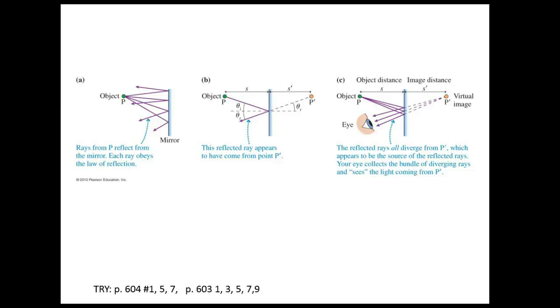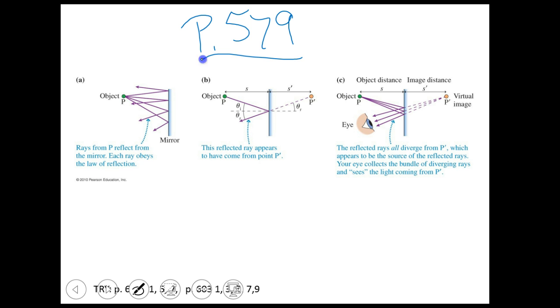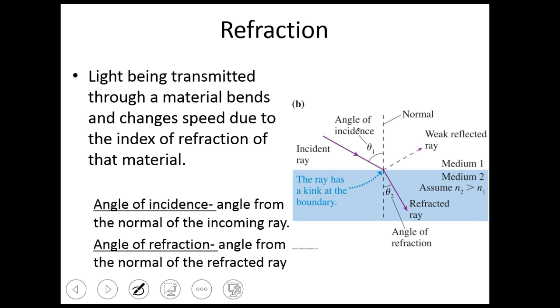If at any point you get confused about tracing rays and images in a plane mirror, please refer to the image on page 579. It will tell you that we've got all of these rays coming out, and because of the law of reflection the incident angle is equal to the reflected angle. And yes, our eyes collect bundles of rays that get focused back into our eye, and we'll talk about lenses later in the week. All right, so I'm going to move on to refraction.